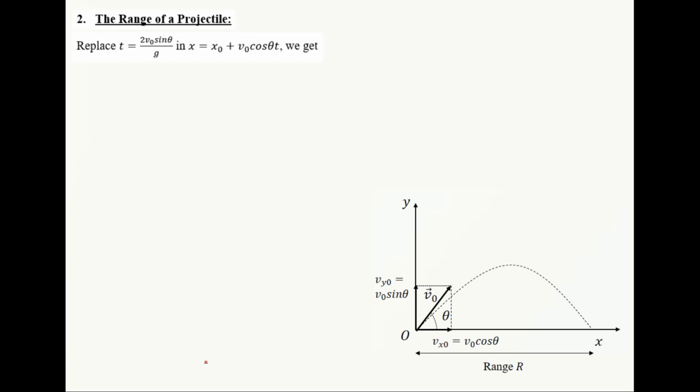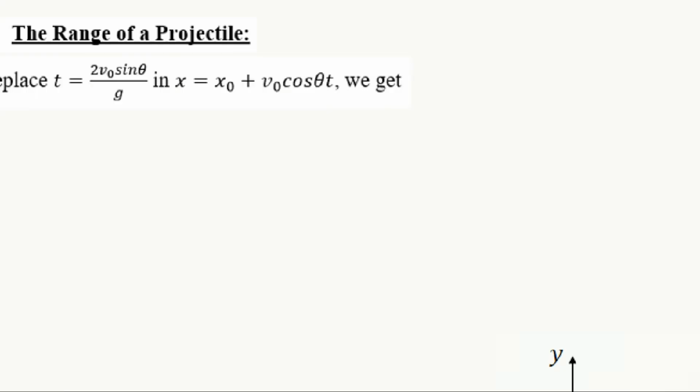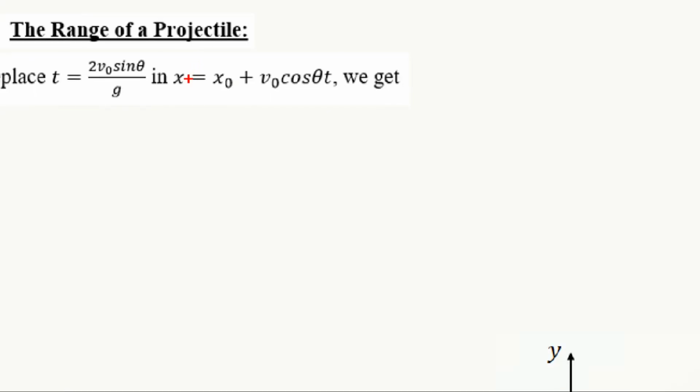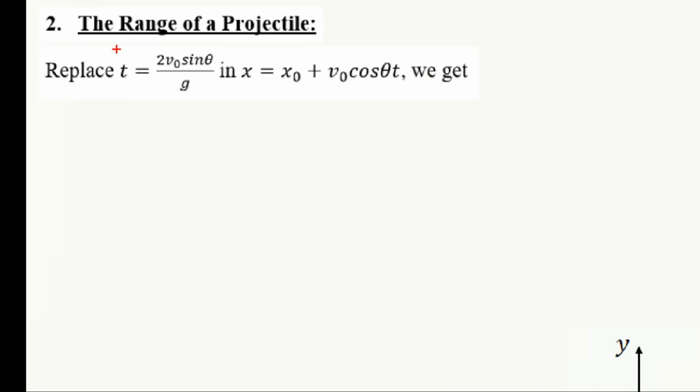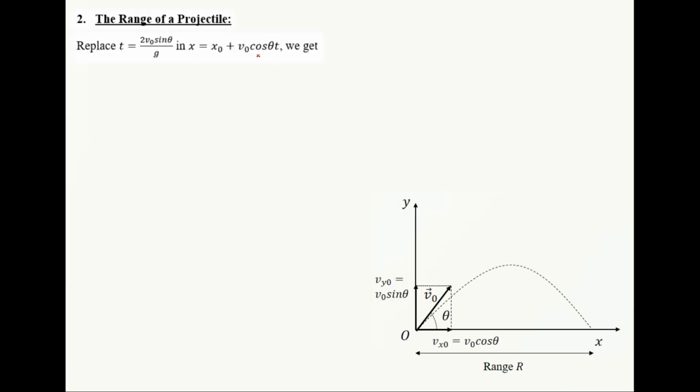We know that for a projectile the motion along the x-axis is uniform motion because there is no acceleration, and the final position is equal to the initial position plus Vx multiplied by t. We know that Vx is constant along the trajectory and it's given by V0 cosine theta. Now we will replace this time here. Now the position time equation is given by that.